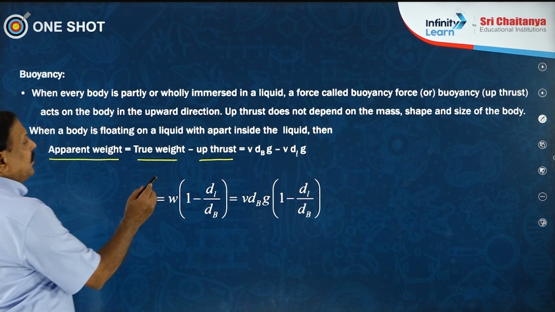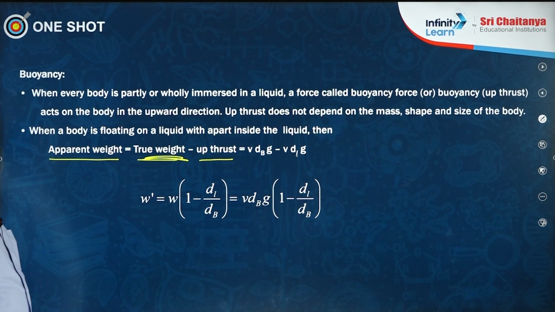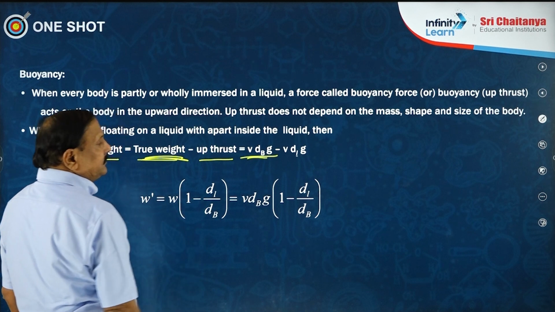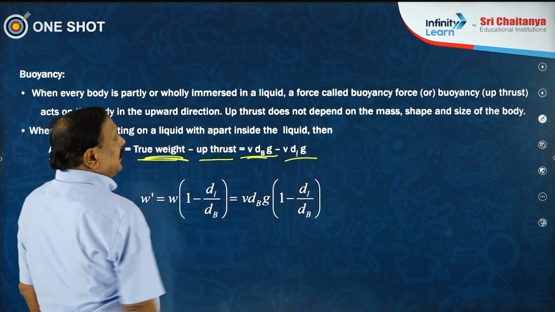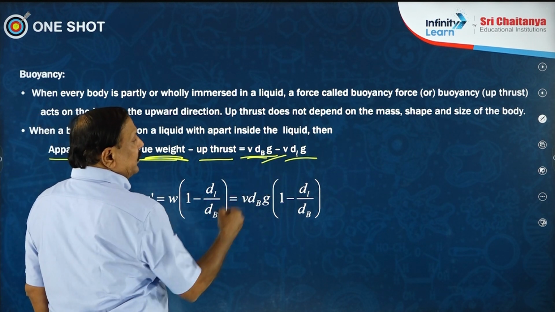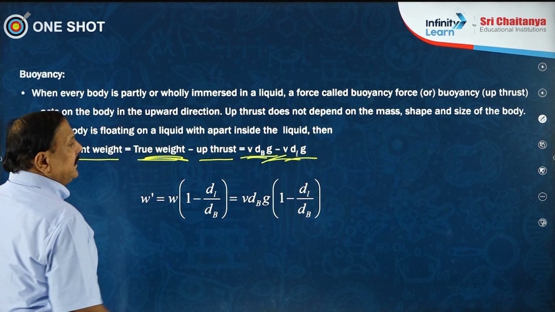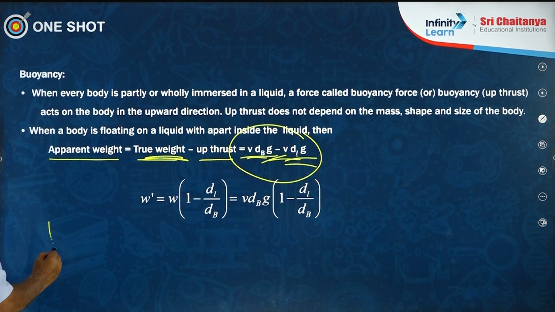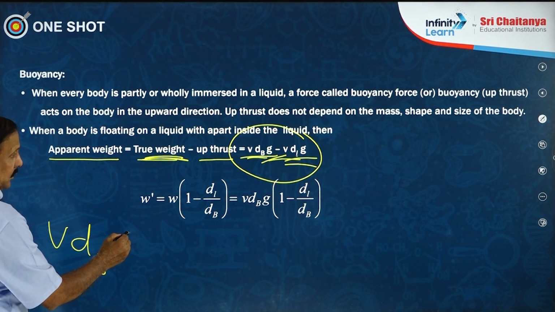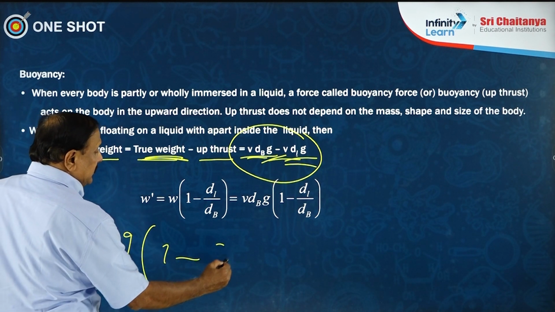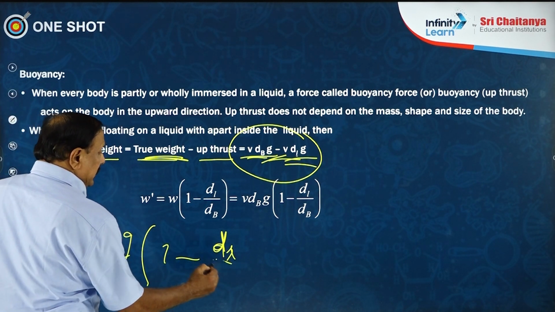So apparent weight is equal to true weight, that is mg, which is volume of the body into density of the body into g, minus upthrust. Upthrust is because of the liquid only. So this is the volume of the body and dl is the density of the liquid into g. In this formula, if you take common v into density of the body into g, then we can get 1 minus dl by dv.